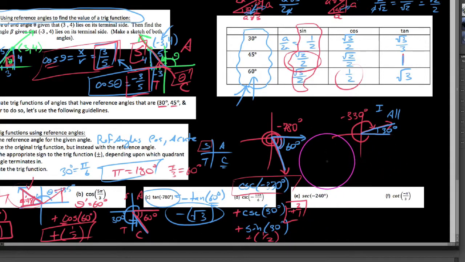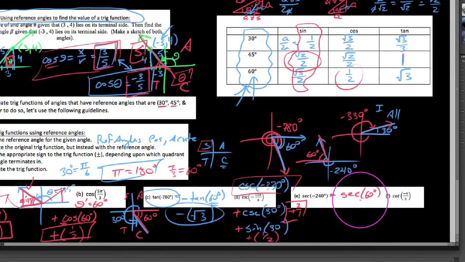We say secant of negative 240. We'll go ahead and sketch her out. Negative 240, that'd be clockwise. We'd say 180 plus another 60. That'd be about right here. Here's our negative 240. Really all we care about is what's the reference angle. Well, that's a reference angle. And in this case, our reference angle, if you think about it, is 60 degrees. So we're going to rewrite this, and instead I'd rather do secant of 60 degrees because I know I get the same number anyways.